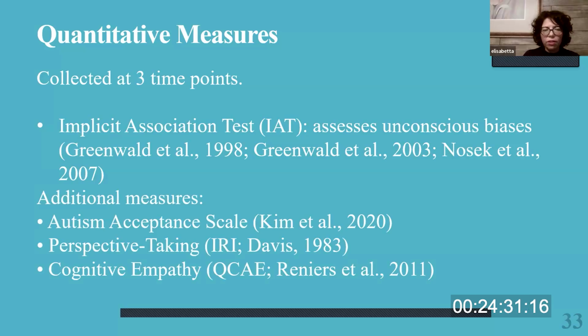Of course, the implicit association test is to assess implicit attitudes, while the other 3 measures are about explicit attitudes, in order to include both implicit and explicit attitudes, because I think, and as I showed you, this is one of the limits of current research.